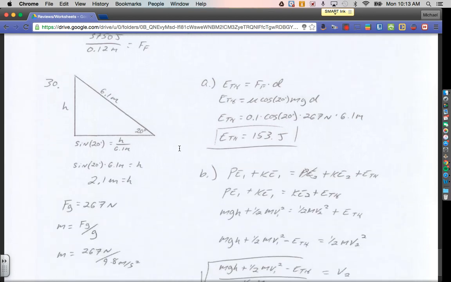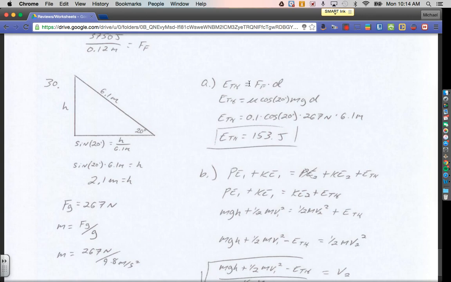A girl whose weight is 267 newtons. That is her weight, not her mass. She slides down a 6.1 meter playground slide that makes an angle of 20 degrees with the horizontal. The coefficient of kinetic friction between the slide and the child is 0.1. A, how much energy is transferred to thermal energy as she's sliding down this thing?